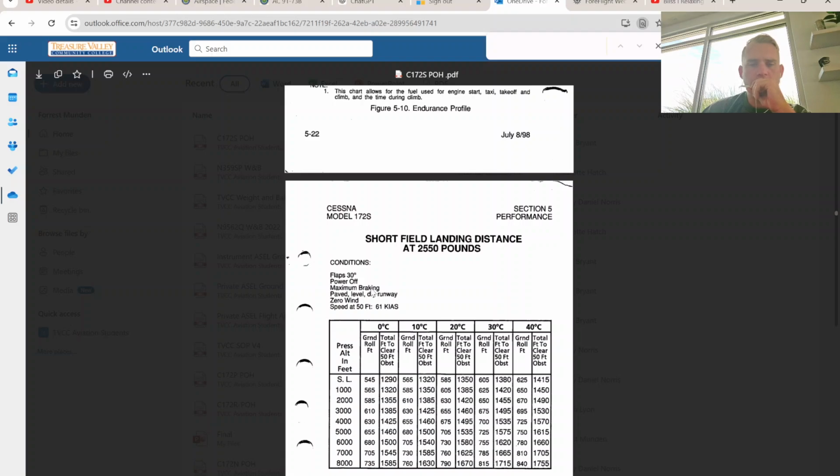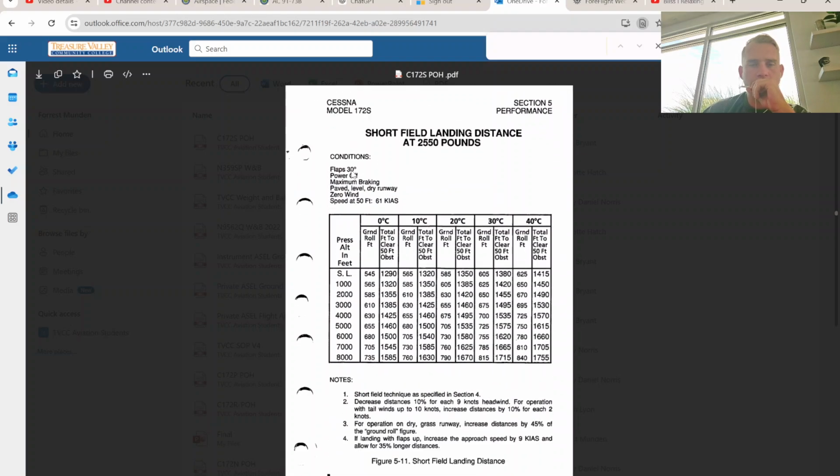Okay, so same rules apply here, right? It shows you the conditions. Okay, great, we already understand that. And before we even look at this, I want you to go to the notes. Always look at the notes, okay? It says decreases distance 10% for each knot of headwind. Remember in my previous video, I told you guys about the effects of tailwinds and headwinds, right? You're going to decrease these distances by 10% for each 9 knots of headwind, okay? Because you have a headwind, you're flying into the wind, or the wind's being pushed at you faster.